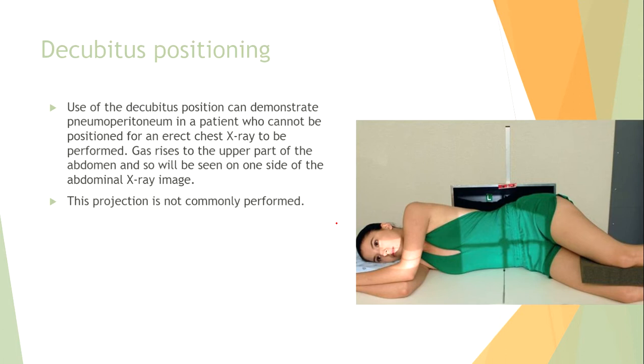Use of the decubitus position can demonstrate pneumoperitoneum in a patient who cannot be positioned for an erect chest X-ray to be performed. Gas rises to the upper part of the abdomen, and so will be seen on the side of the abdominal X-ray imaging. This projection is not commonly performed, but for patients with palsy, we can use decubitus position.